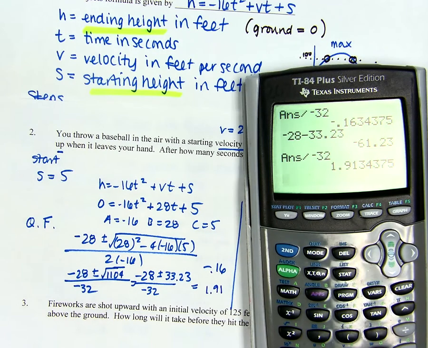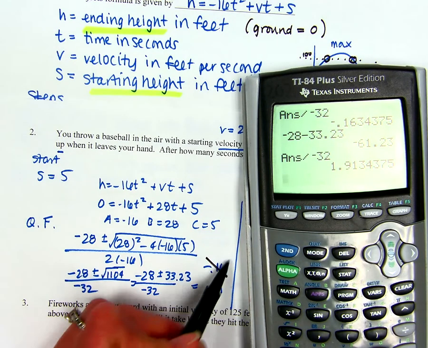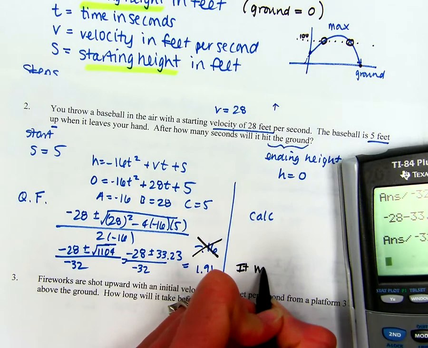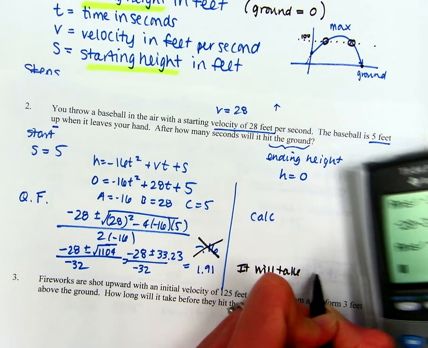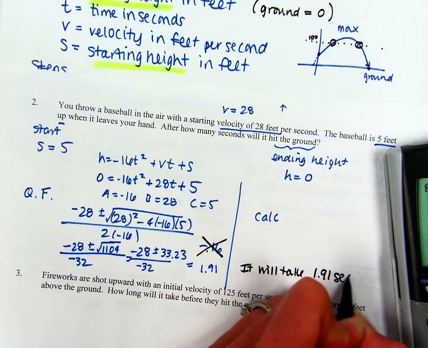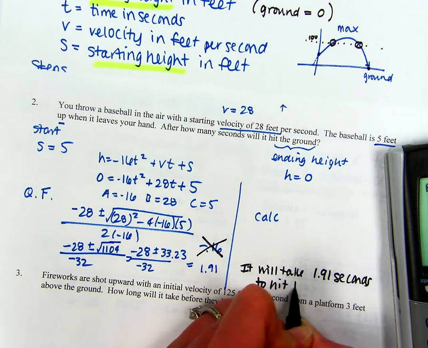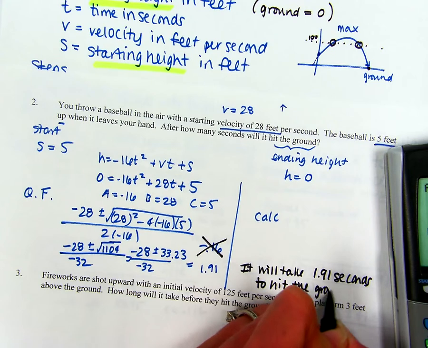All right, so the final answer, now if you think about it, how many seconds does it take for something to happen? Well, we don't want negative, so we can say it will take 1.91 seconds to hit the ground, the baseball, right?